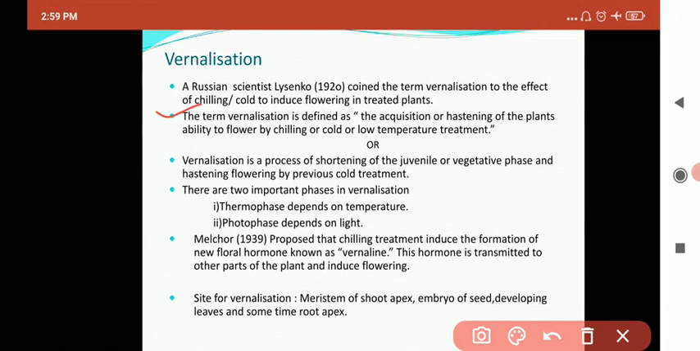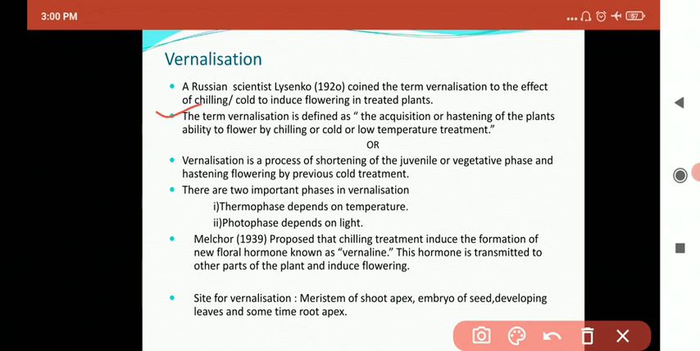Melchers in 1939 proposed that chilling treatment induced the formation of a new floral hormone known as vernalin, and this hormone is transmitted to other parts of the plant and induces flowering. So vernalization takes place in the metabolically active meristem of the shoot apex of the mature stem, the embryo of the seed, developing leaves, and sometimes the root apex also.